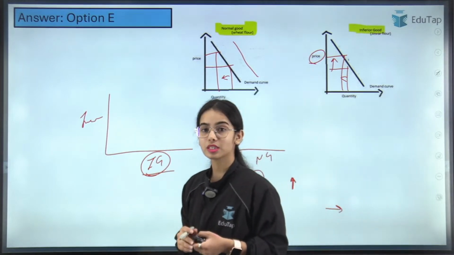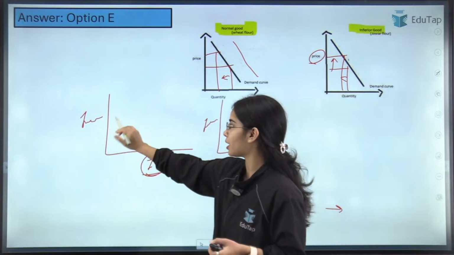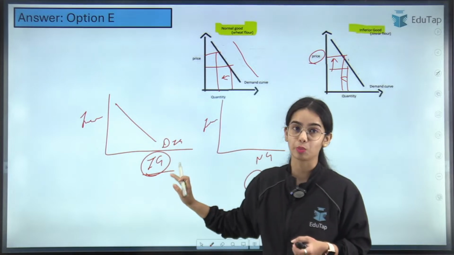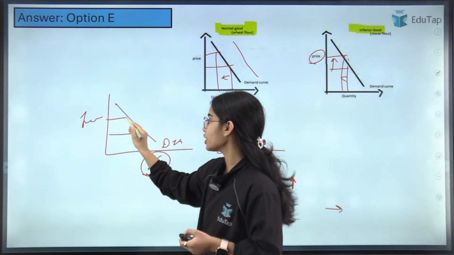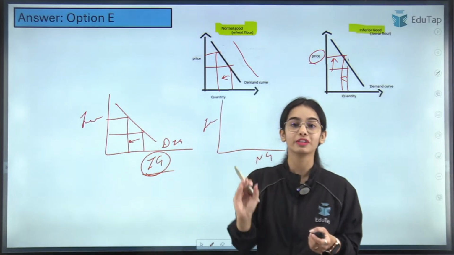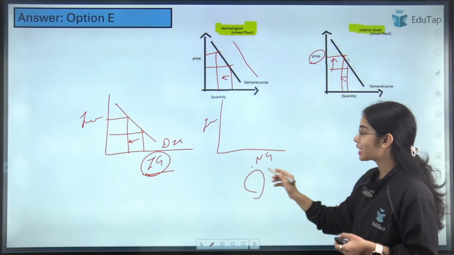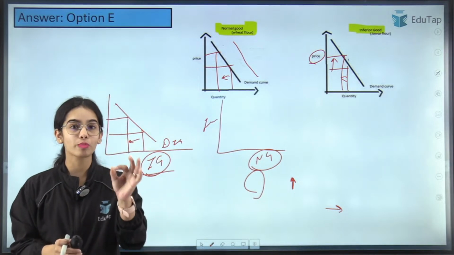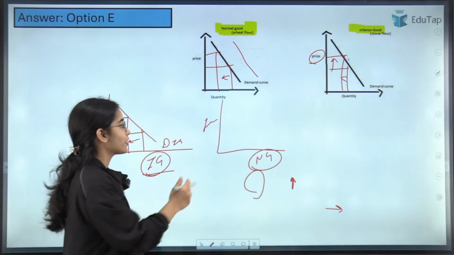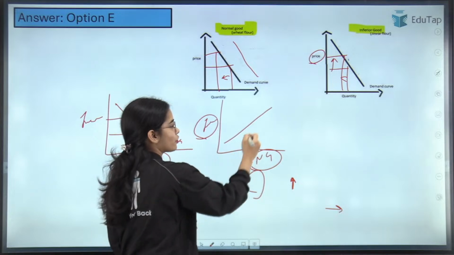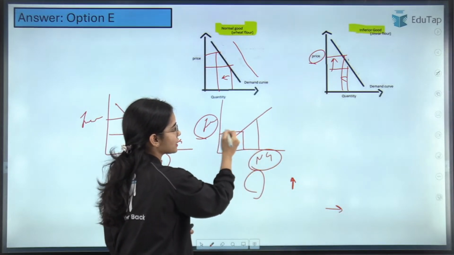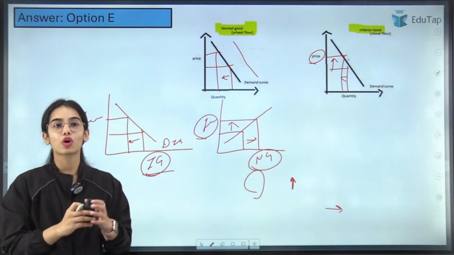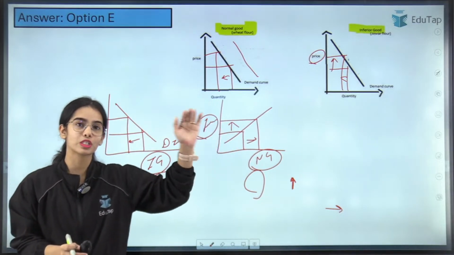So for the inferior goods, if we are taking income, the demand curve for the inferior goods will be negatively sloping, because when the income is increasing, you are decreasing your consumption of inferior goods. While in the case of normal goods, what will be the slope of the demand curve? In the case of normal goods, if the income is increasing, your demand for normal goods is also going to increase. So for the normal goods, there is an upward sloping curve.